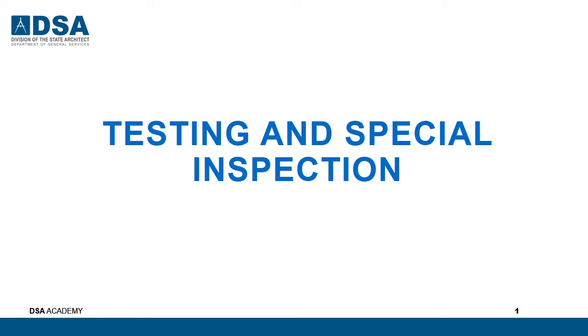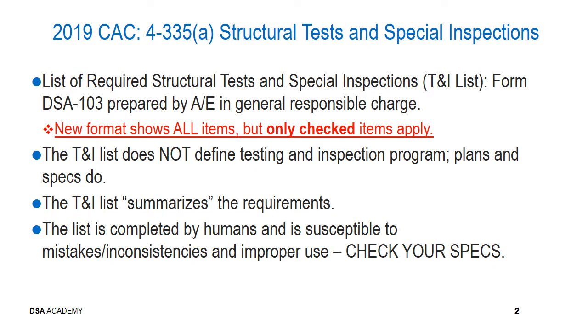In this section, we'll be covering testing and special inspection, including the DSA103 form, as well as test lab oversight that's going to occur on DSA projects. The list of required structural tests and special inspections, so the TNI list, is going to be captured and submitted on the DSA103 form. This is going to be prepared by the design professional, the architect, engineer, and general responsible charge. And this will be submitted to DSA during plan review and will become part of the approved documents.